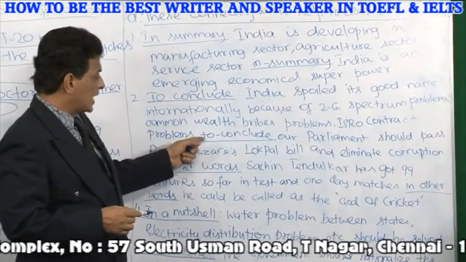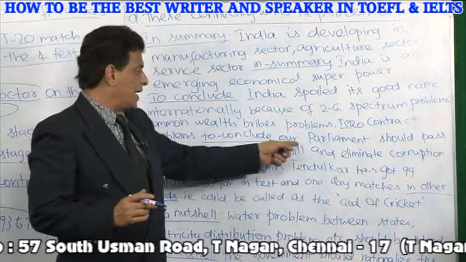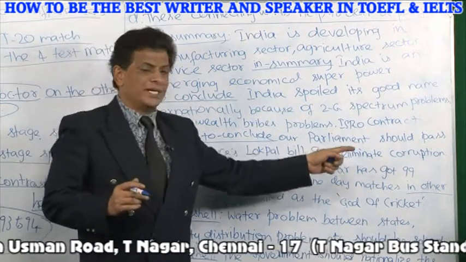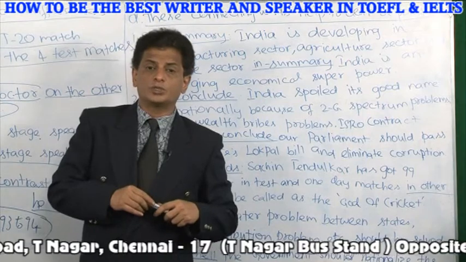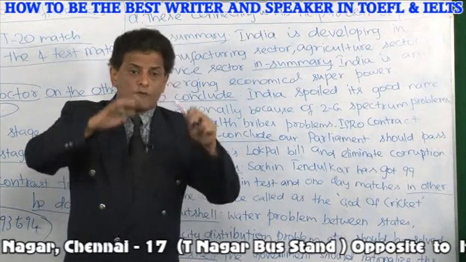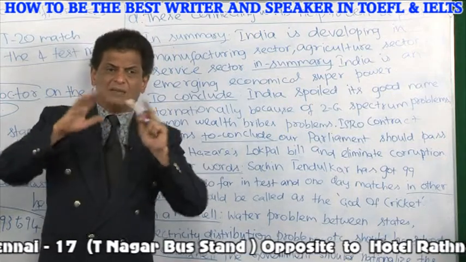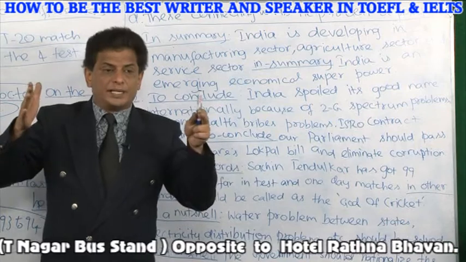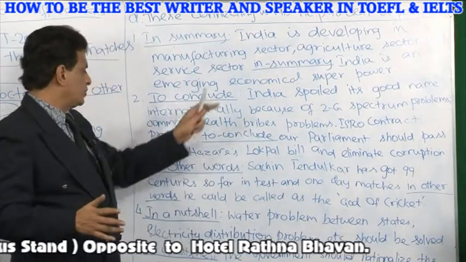So to conclude, to finish, to say in summary, our parliament should pass Anna Hazare's Lokpal bill and eliminate corruption. Anna Hazare is a person who is fighting against corruption. He wants to bring a Lokpal bill. So finally, this is the solution. You are clearing a point. All the bad names of India can be corrected by bringing Anna Hazare's Lokpal bill. So in conclusion, you are saying to conclude.